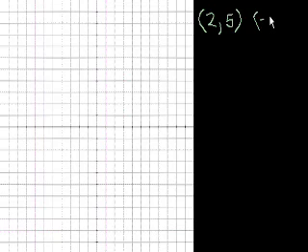Hello, we're now going to do some more slope and maybe some y-intercept problems as well. Let's get started. So let me make up a problem. Let's say we have the points (2, 5). The other point, let's make that (-3, -3). Well, first let's just graph those 2 points.